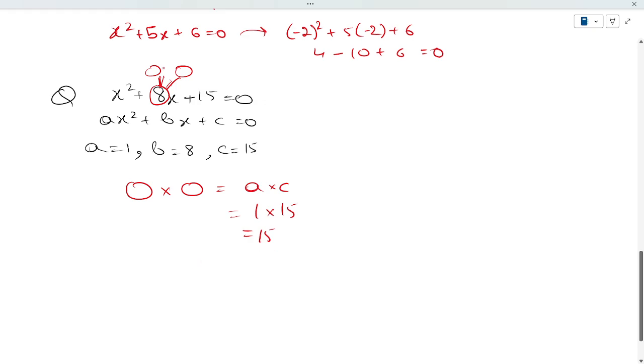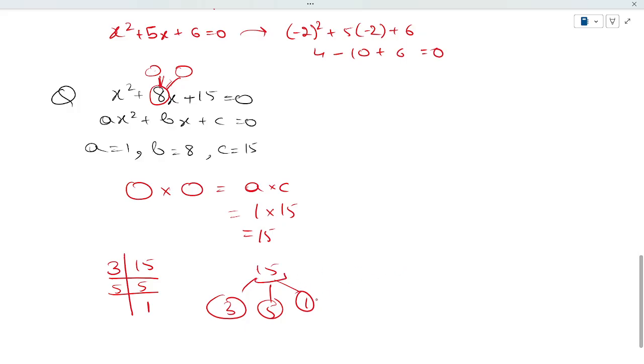Okay, so to find those two numbers, we need to factorize this product term. Product term factorization: 3 into 5 is 15, 5 into 1 is 5. So 15, 5, 3 and 1 are the factors of 15. Using these factors, we need to form a combination where the addition of the numbers gives you 8, the middle term, and the multiplication gives you this product term, right?